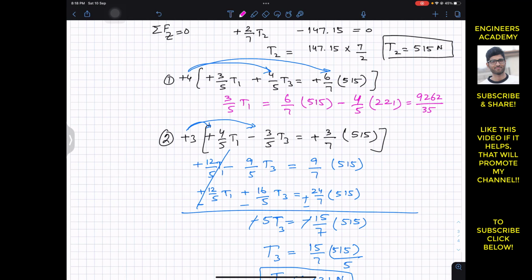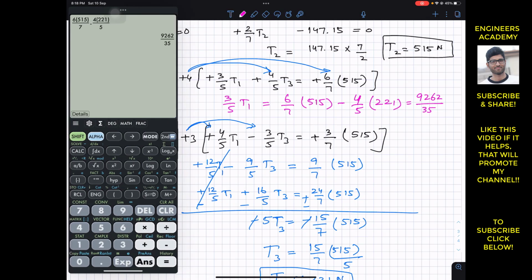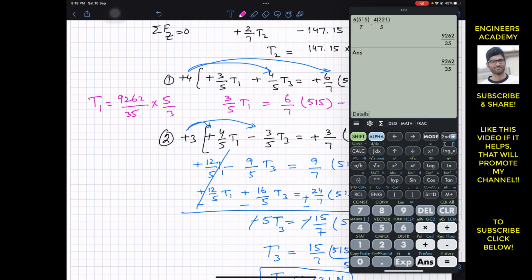So from this we can say that 3 divided by 5 T1 is equal to this fraction, and to find T1 we need to cross multiply this 3 divided by 5. So T1 is equal to 9262 divided by 35 into 5 divided by 3. So we need to multiply this answer with 5 divided by 3. This gives us 441. So T1 is approximately equal to 441 newtons.